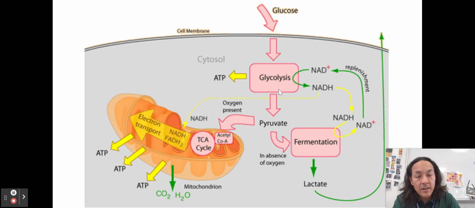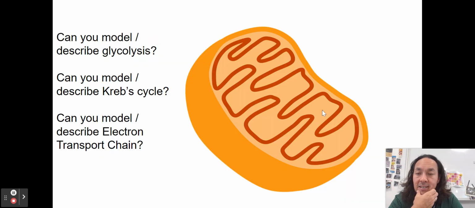No oxygen present, then we'll engage in fermentation. And that fermentation could either be lactic acid fermentation or alcoholic fermentation. And we'll go over that later on. All right, let's dive in. Can you model or describe glycolysis, the Krebs cycle, the electron transport chain?